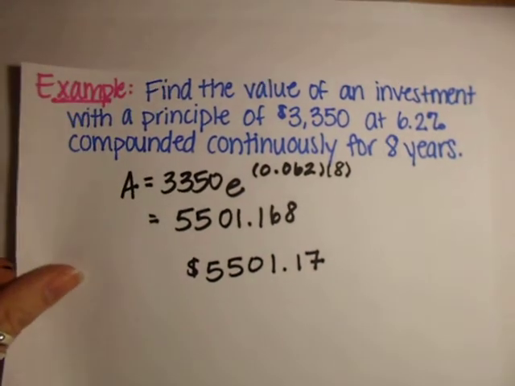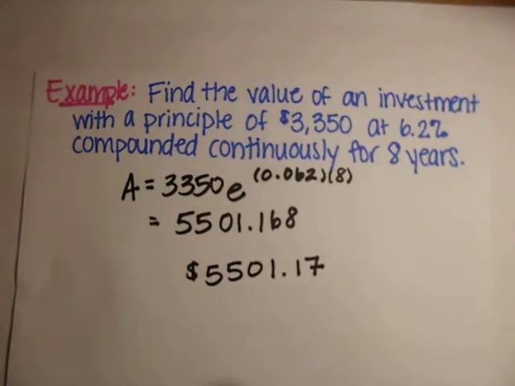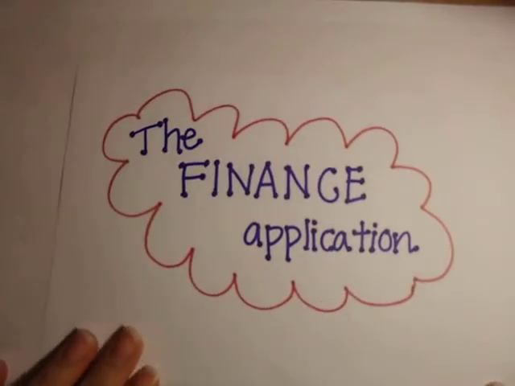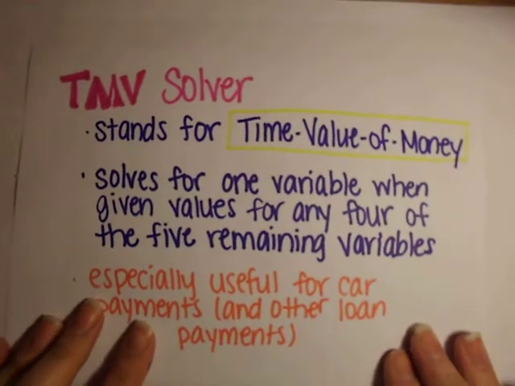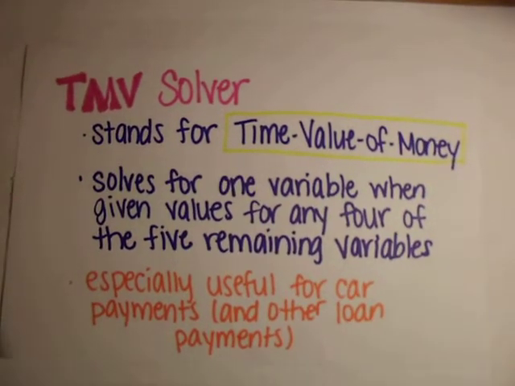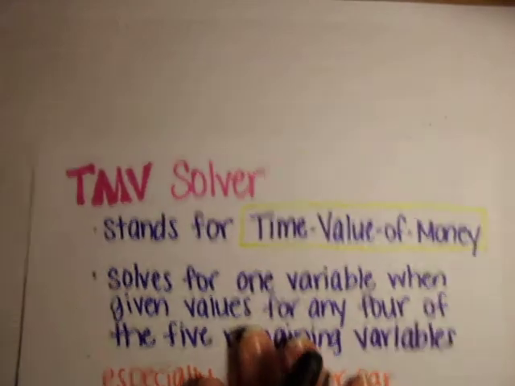So now let's look at another way to solve these problems. We can use our calculator using the finance application. This finance application is called the TVM Solver. TVM Solver stands for time value of money. It solves for one variable when given values for any 4 of the 5 remaining variables, and it's especially useful for car payments and other loan payments.